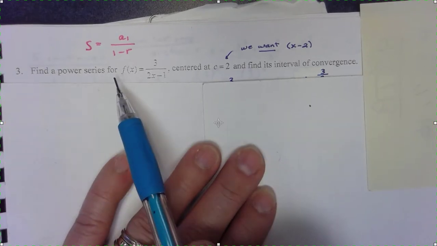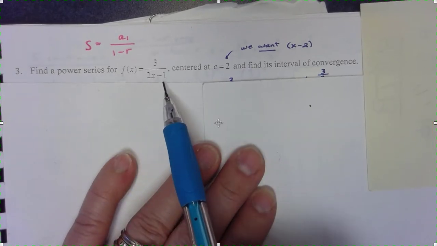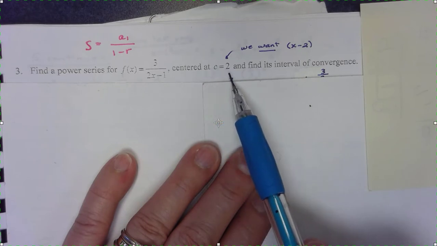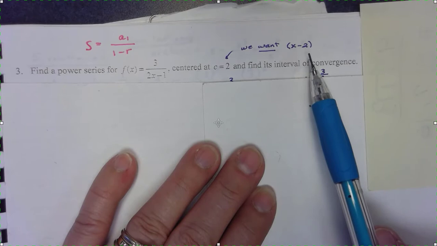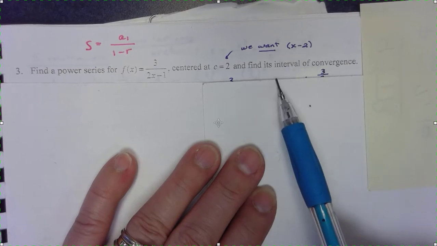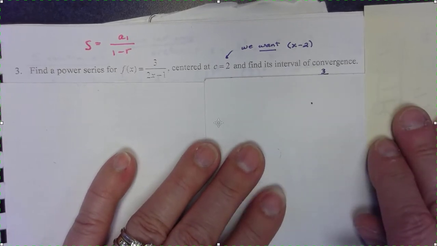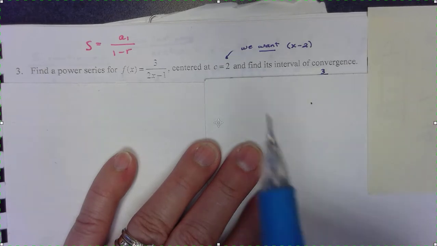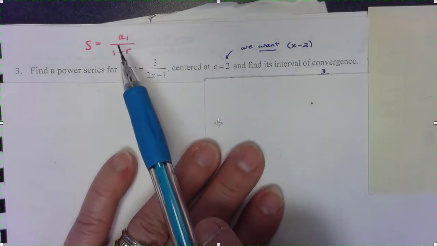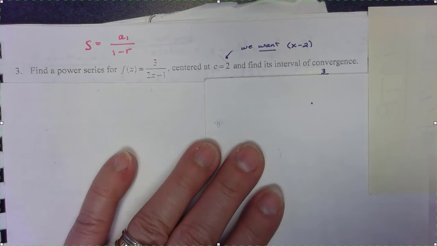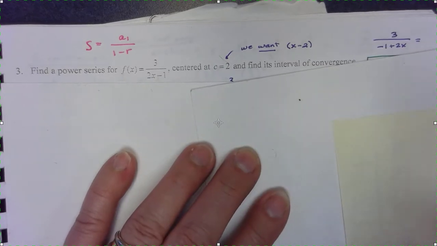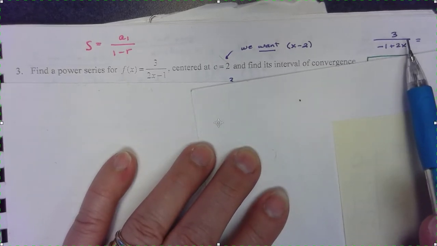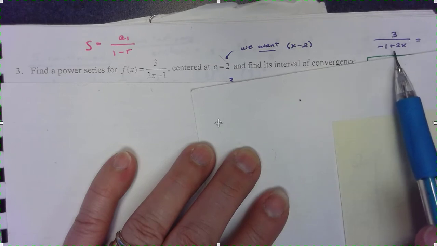Find a power series for f of x equals 3 over 2x minus 1 centered at c equals 2. Now c equals 2 means we want x minus 2 and find its interval of convergence. So we've got a lot of things going on here. First thing we can see is I need my sum in the form of a1 over 1 minus r. So the first thing we might want to do is rewrite this as 3 over negative 1 plus 2x.